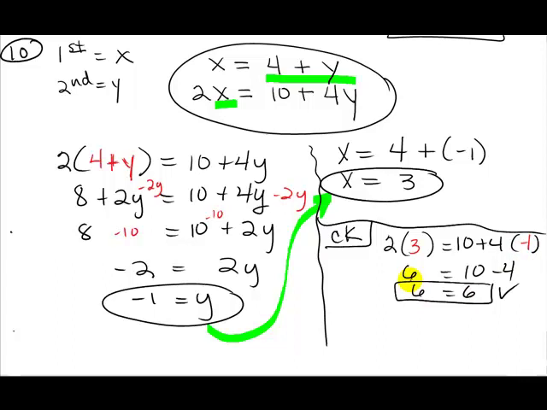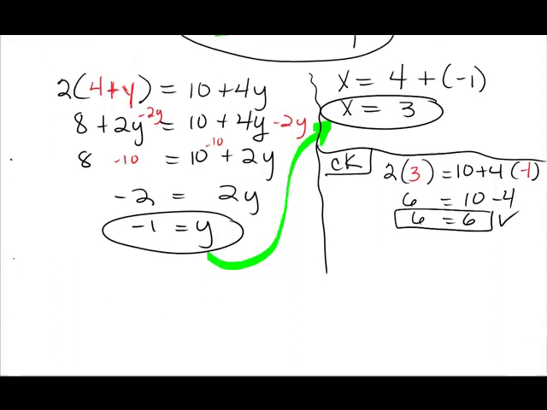With number 11 and 12, it is also a type of translation. We're dealing with angles, and you don't have to know what supplementary angles are or complementary because the information gives it to you. You just have to be sure and set it up correctly. So let's go ahead and look at number 11.